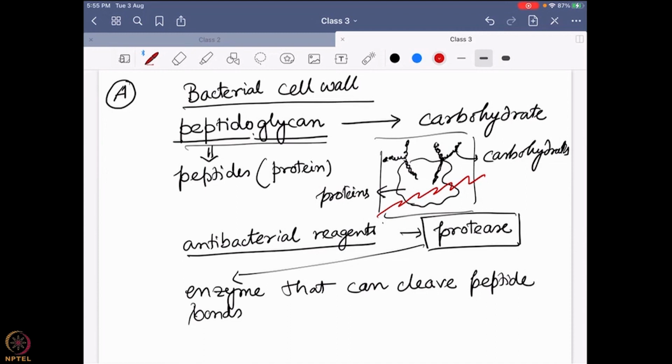But once these proteases come into the picture and start cleaving the proteins present in the cell wall, that is going to put a fissure. And through that, the acid or the protons can get into the system and kill the bacterial proteins that are important for their metabolism, or the nucleic acids that are important for their survival. So that is how a protease works, and that is how the antibacterial reagent generally works.